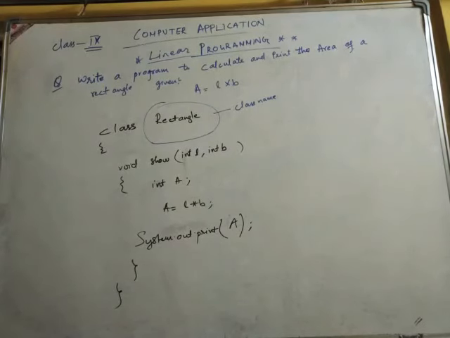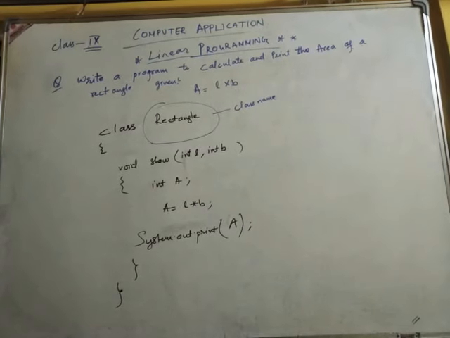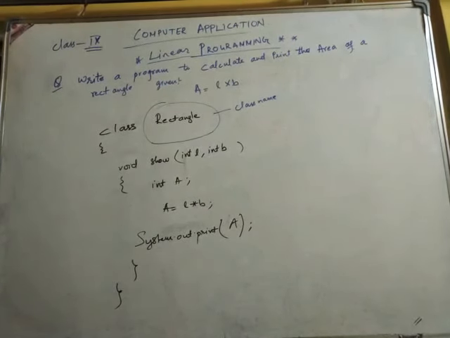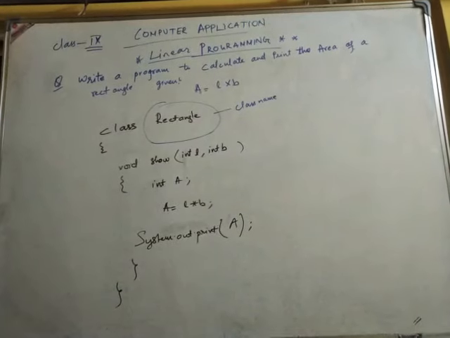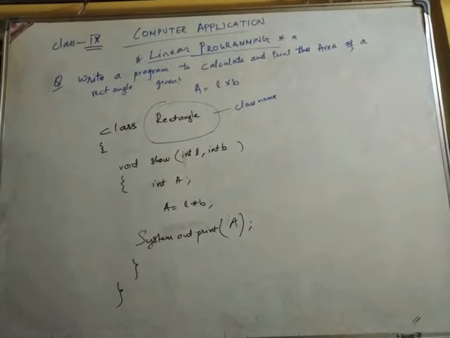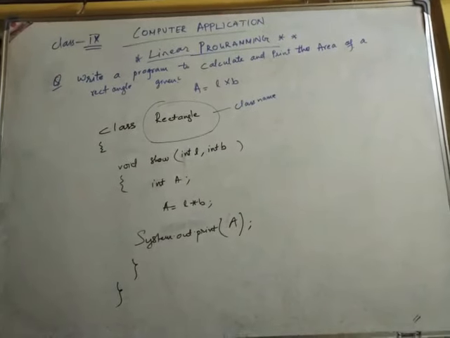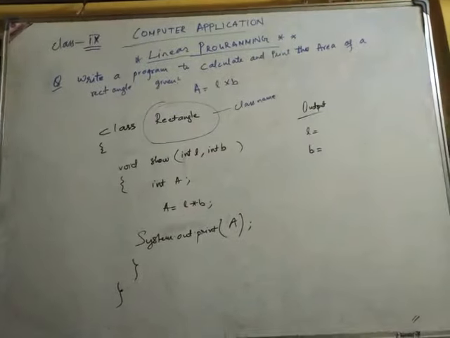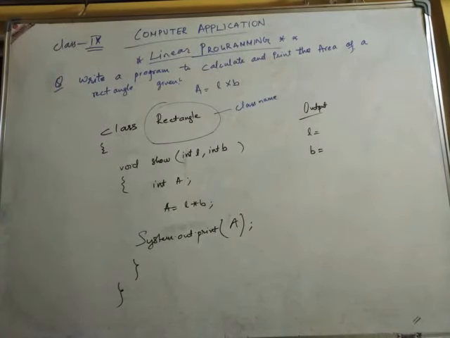Now, what happens when this program is run by the computer? First of all it is compiled and checked for errors. You have done this in class 8. Now first it will ask for length and breadth. If you take L as 5 and B as 6, how will it work? First it will ask for L and B values when the program runs, as given in the brackets of void.